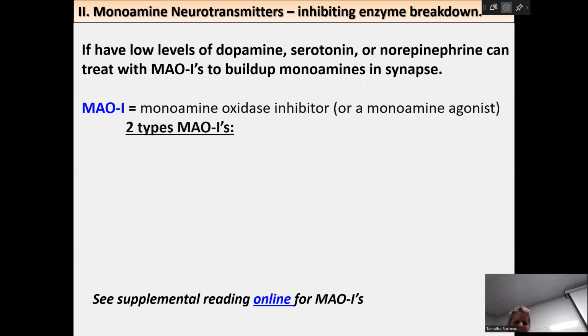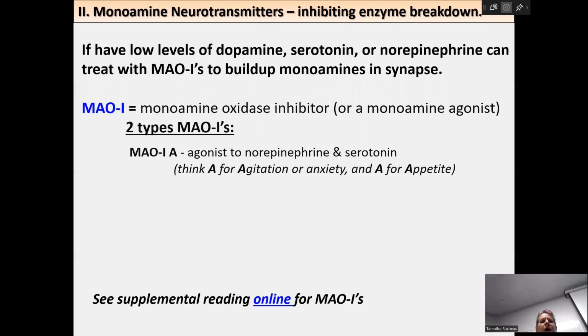All right. But there's two types, at least that I know of. There's probably more by now. There's monoamine oxidase inhibitor A, and then there's another one. So when I think of A, I came up with this. If you can come up with something better, please do. But when I think of A, I know it can increase norepinephrine. I know it can increase, of course, epinephrine. It can also increase serotonin a little bit.